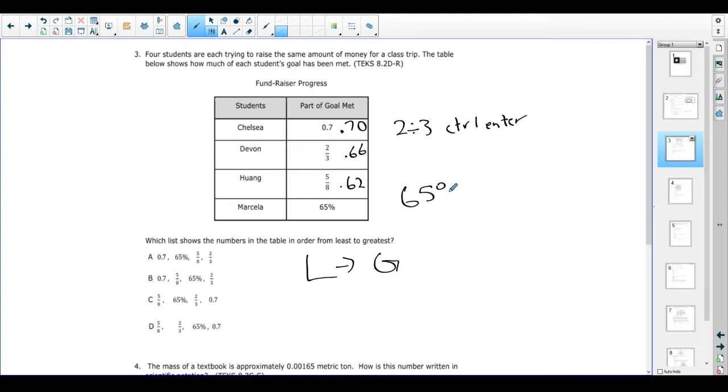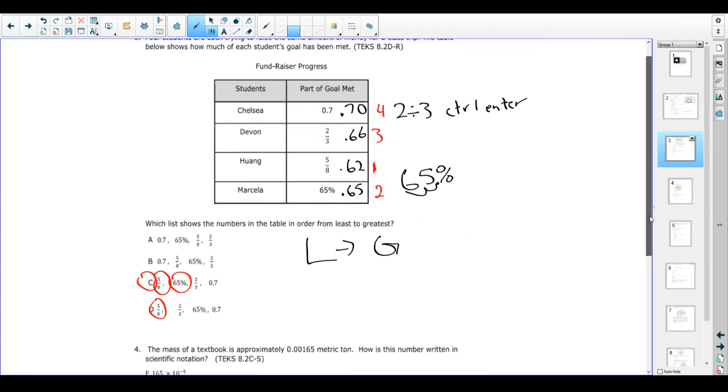Percents, remember, take your decimal point and you move it 2 places over. 65% is 0.65. And then we just order them. So the smallest number, 0.62, and 0.65, and 0.66, then 0.70. So our smallest number should have been 5/8. So it's either C or D. And then 65 is next, and that leaves just answer C. That's it. Anytime you want to order stuff, make everything into decimals, compare the decimals.